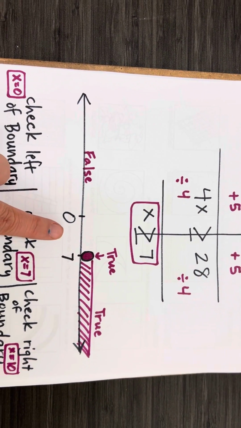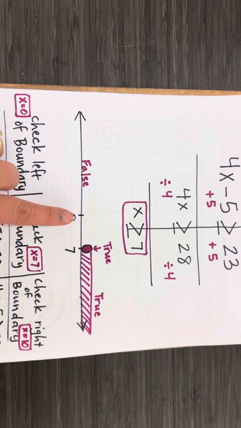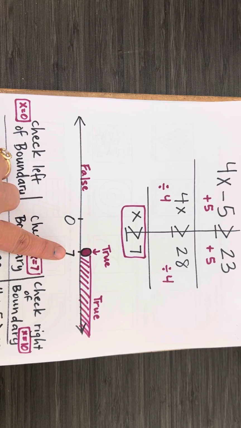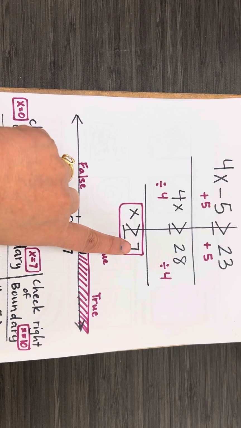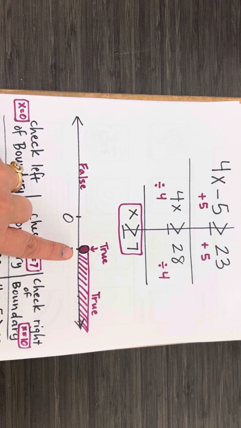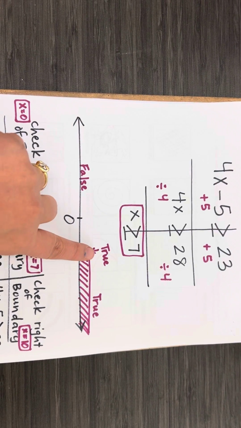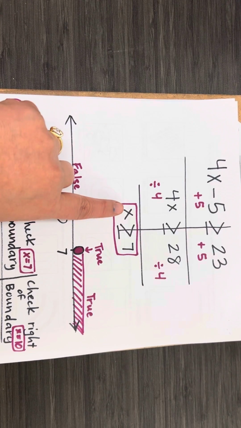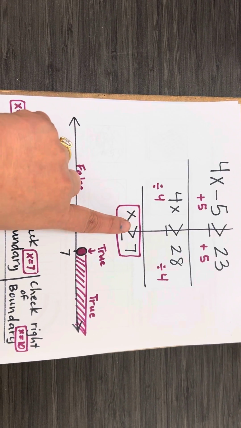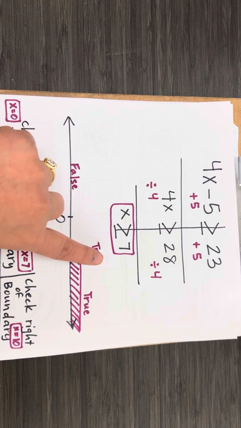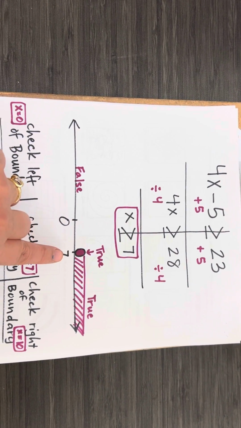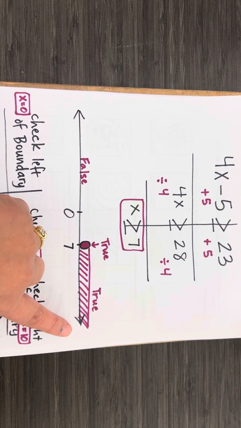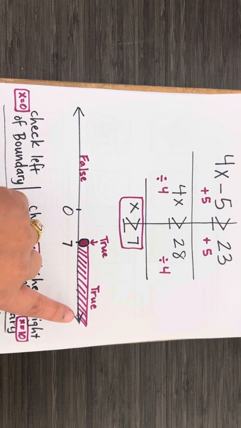Now I have to draw a number line. So on my number line, I show 0. I show my boundary, which in this problem is 7. So the answer is the boundary. And I put a circle on my boundary, and I will color it in because I have the equal symbol. X is greater or equal to 7. So my solution set will include 7, and then 8 and 9 and 10 going to infinity. So that's the area I'm going to shade.